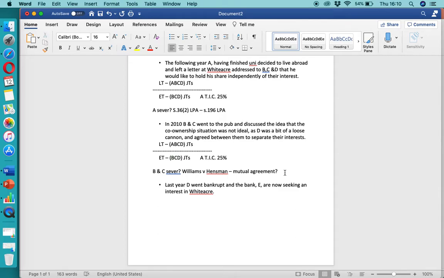So at this moment there is no severance because it's not mutual. Only 2 out of 3 are having this chat, and there doesn't seem to be any evidence that they've communicated this effectively to D. So nothing changes. Severance hasn't happened, and it stays exactly the same as it was before. The next thing that happens is that D becomes bankrupt last year.